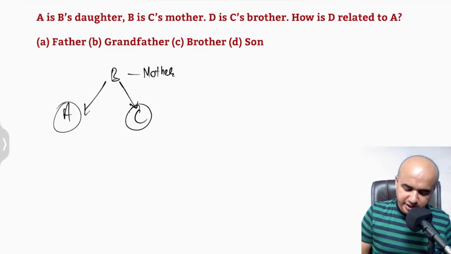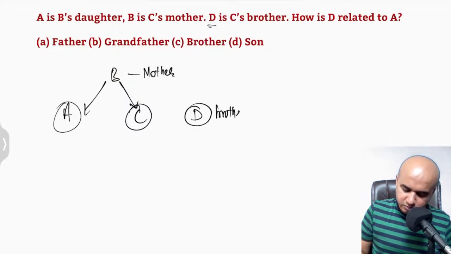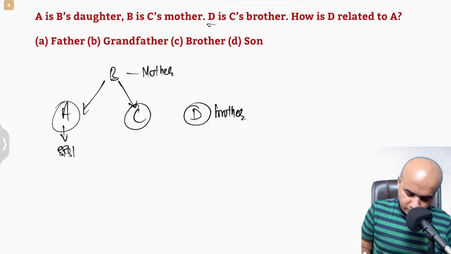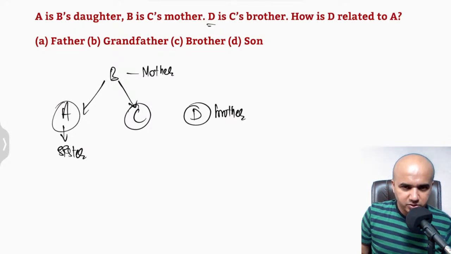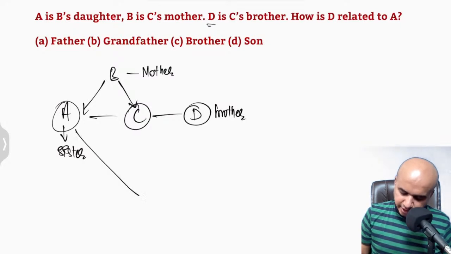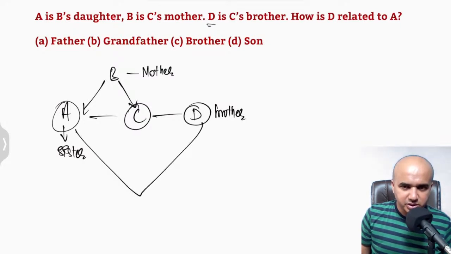And they say further D is C's brother. There is one more brother, daughter, or we can say sister. But what about C? C they have not mentioned, no? The gender of C is not mentioned. Yeah, let it be. So these three are siblings, A, C, D. How is D related to A? A and D, brother sisters basically. D is the brother of A. That's all.